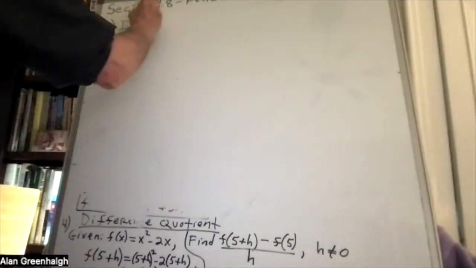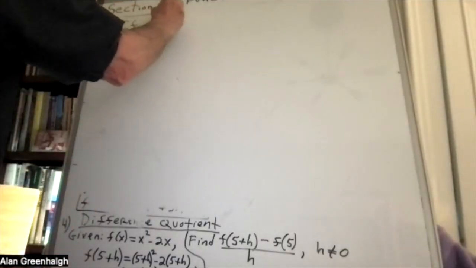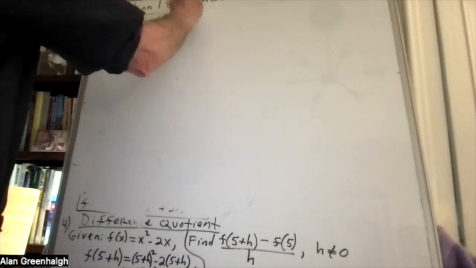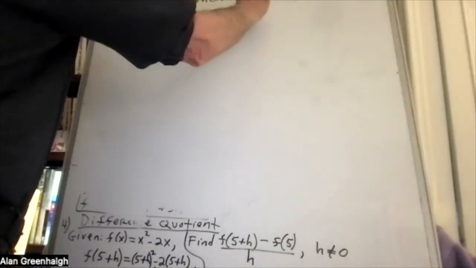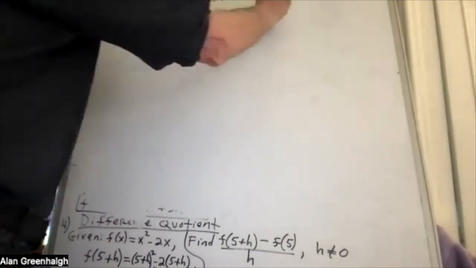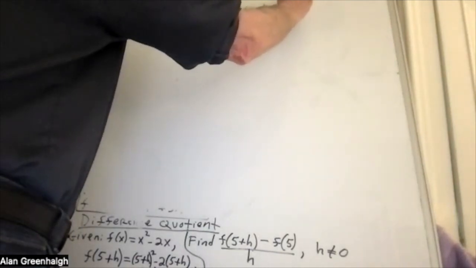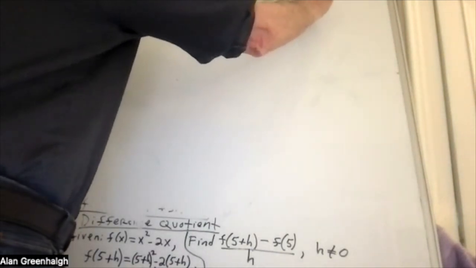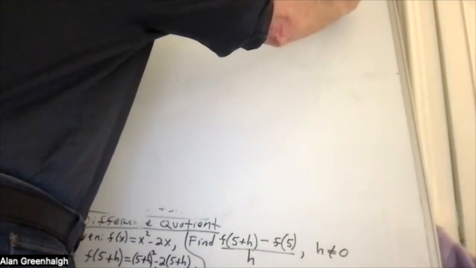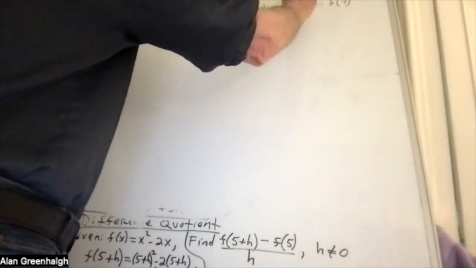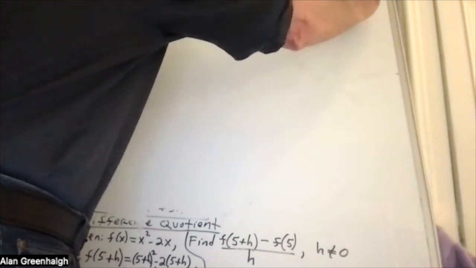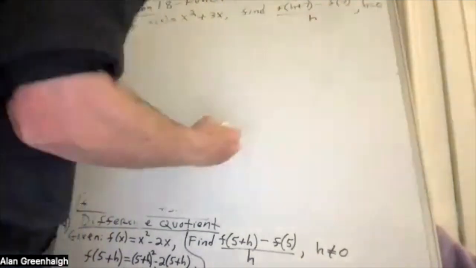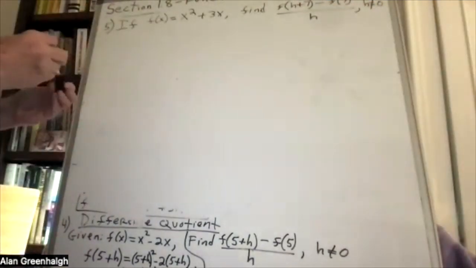If f of x equals x squared plus 3x, find f of h plus 7 minus f of 7, divided by h, and that's assuming that h is not equal to 0. Okay, and I will give you some time to do this.